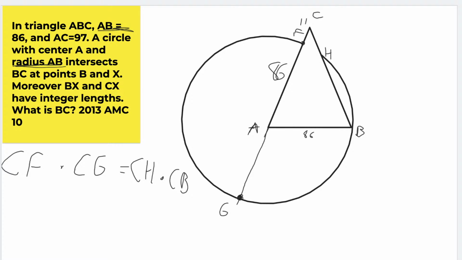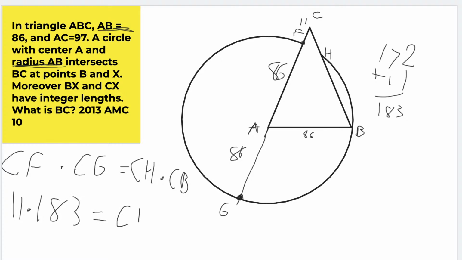Now using this theorem, what is CF? We got that, that's 11. And what is CG? That is 86 plus 86, because it's the diameter, and 86 plus 86 is just 172, plus 11, which is 183. So it's 11 times 183 equals CH times CB. Now, the way to do this problem is you find the factorization of 183, which is 3 times 61. We have 11 here times 3 times 61.